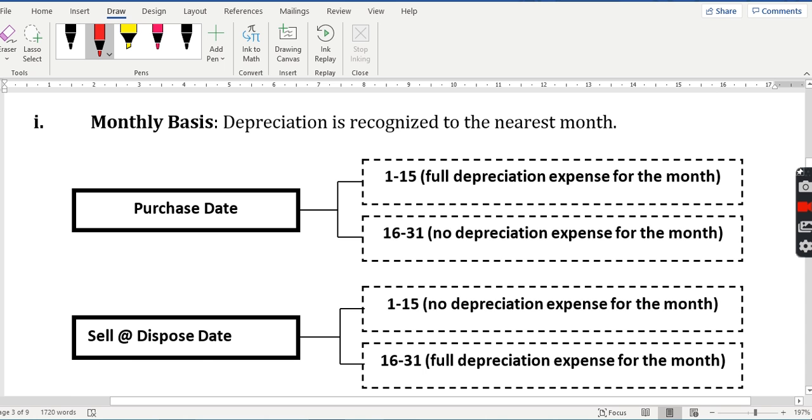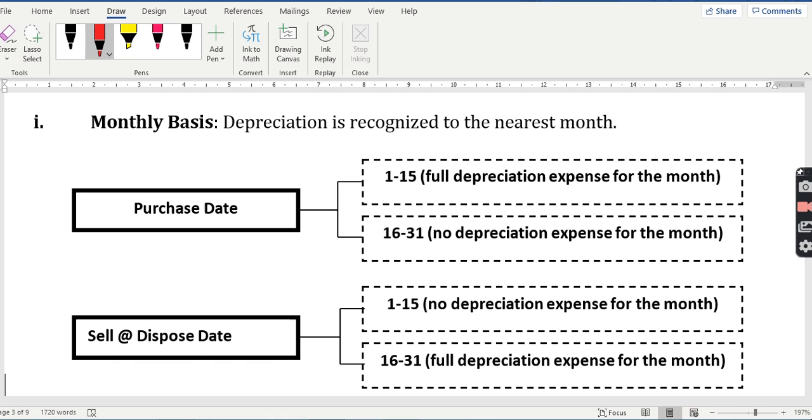Monthly basis is actually the most efficient way to record your depreciation, because it gives you the actual perspective of your asset. Why do I say that? Because the depreciation is calculated in detail, so it is fair to the asset, since the depreciation is only based on how long you've been using the asset.